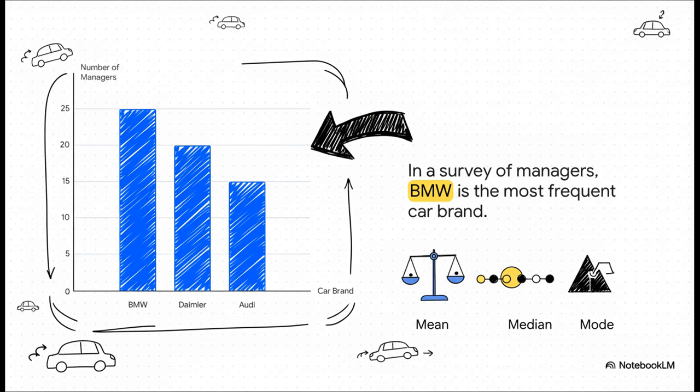For example, if we ask a bunch of managers what brand of car they drive, you can't calculate the average car, right? That makes no sense. But you can easily find the mode. In this case, 25 people said BMW, more than any other brand. So BMW is our mode.